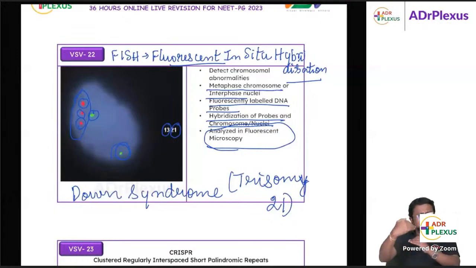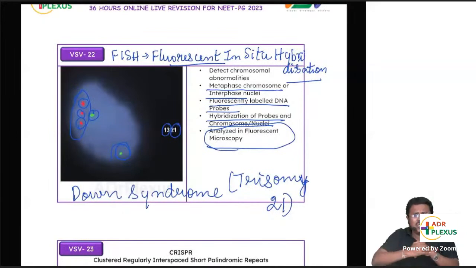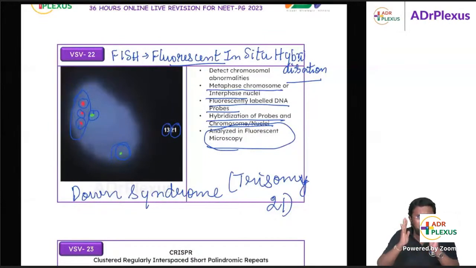So like this, the test can be applied in any genetic or hematological malignancy. The basic thing is to detect chromosomal abnormalities. FISH analysis, the FISH technique, is very, very important.